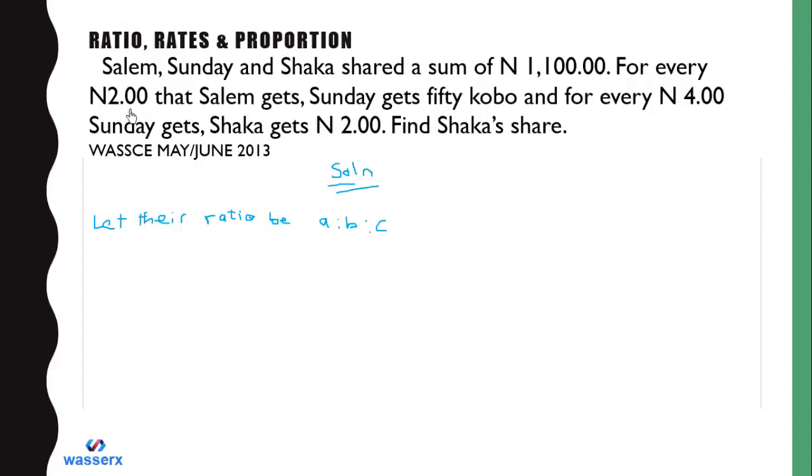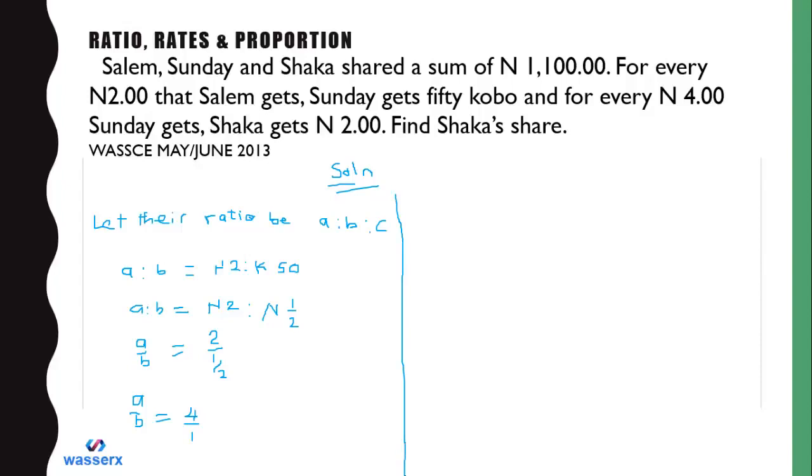Now we're told that for every 2 naira that Salem gets, Sunday gets 50 kobo. So A is to B is equal to 2 naira is to 50 kobo. So this is where the rate comes in. We need to express all in the same quantity. So let's express them in naira. So we know 100 kobo will give you 1 naira. So 50 kobo will give us 0.5 naira. So simplify this further. A over B will be equal to 2 over 1/2, and this is the same as 4/1. So we have this ratio A is to B equal 4:1.